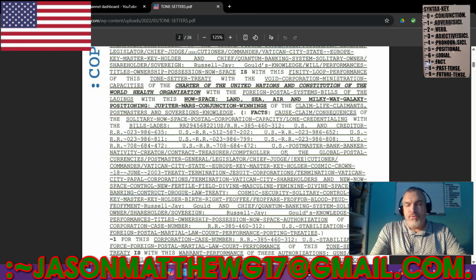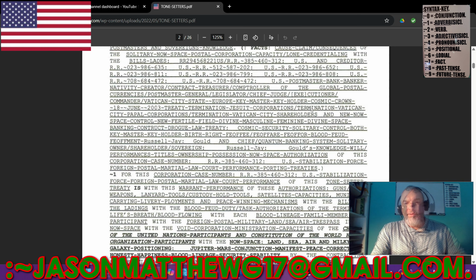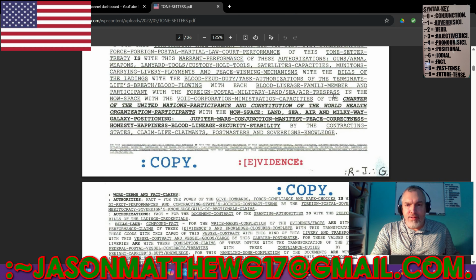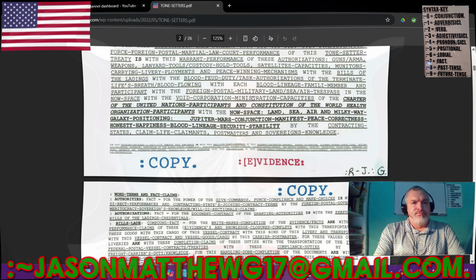So this basically says, with the void corporation administration capacities of the, and then with the foreign so that's absolutely 100% no contract right there. Anyways, down here, look. Again, italics. Same thing. Now, why would Russell not want that in a contract? Why would he violate his own rules? Who knows, folks? Who knows?